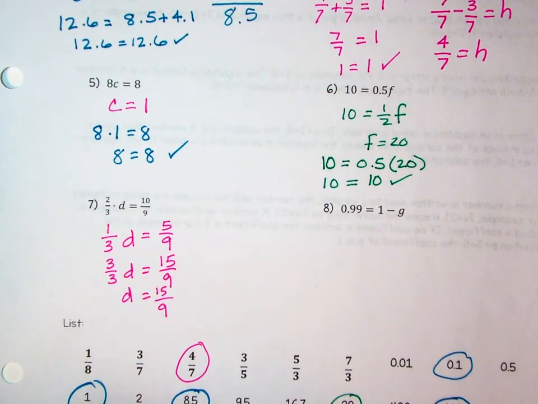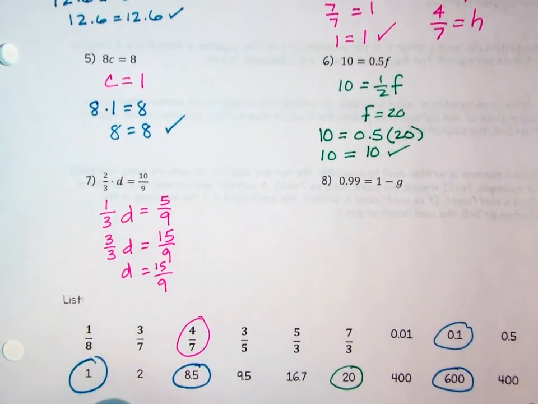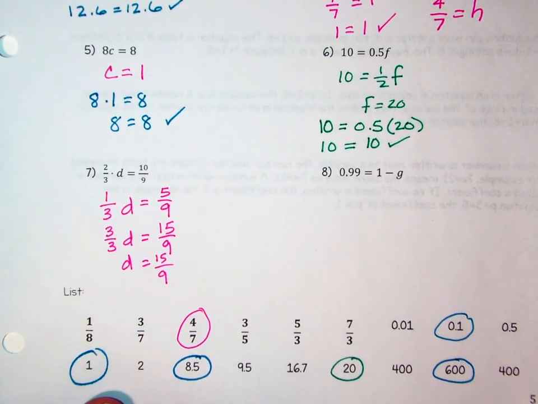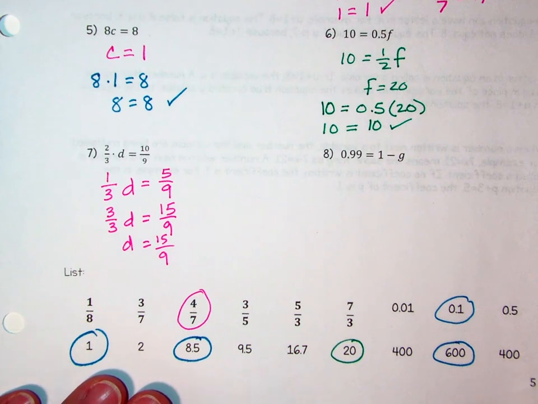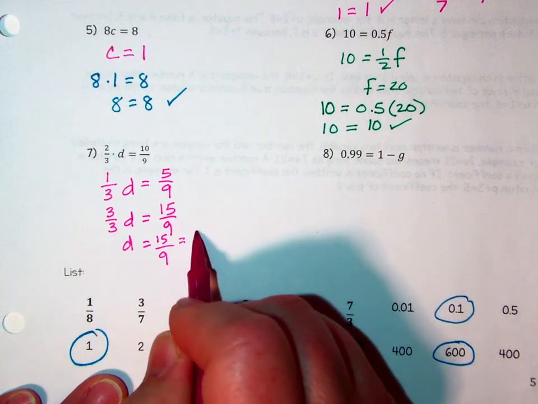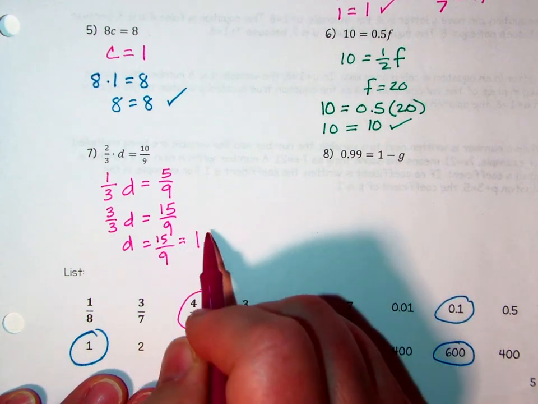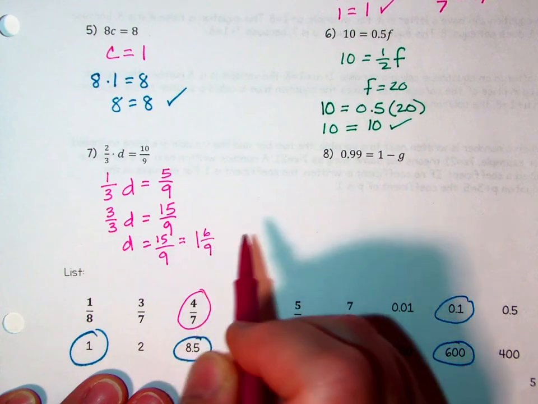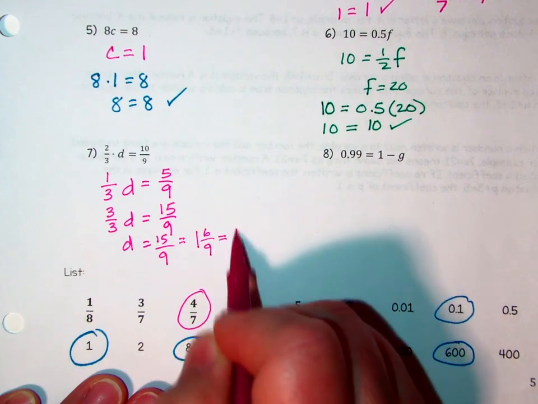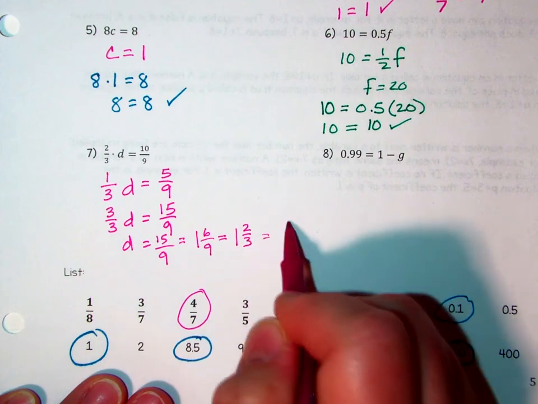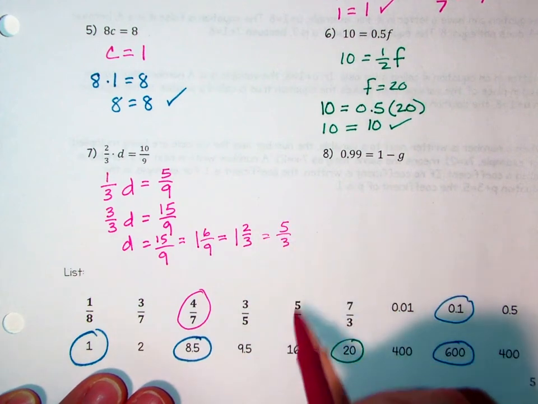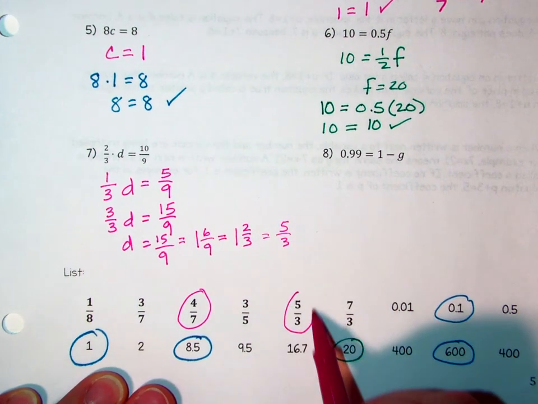Do I see that down here? It might be written in a different form. Let's see, 15/9 is going to be 1 6/9, which is going to be 1 2/3, or 5/3 if I leave it as an improper fraction. So there's my solution.